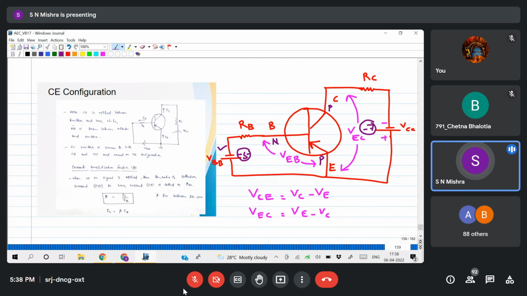What about the collector base junction? The collector base junction means this is your collector potential, this is your base potential. So VC and VB. VC minus VB is your VCB. So what is my assumption? The P side should have lower potential and the N side should have higher potential. Then only the collector base junction will be reverse biased. Yes or no?